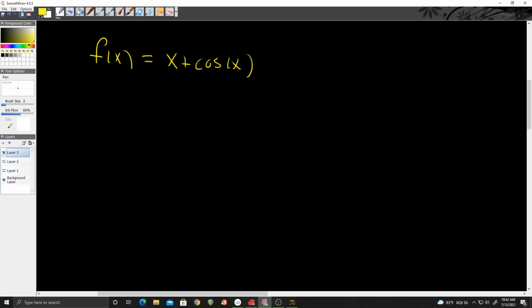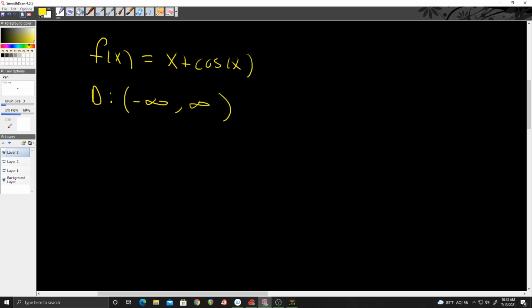Before you start jumping into the calculus, we want to take note of the domain, okay? And in this one, cosine is defined everywhere. X is a polynomial, defined everywhere. Our domain here is negative infinity to infinity.